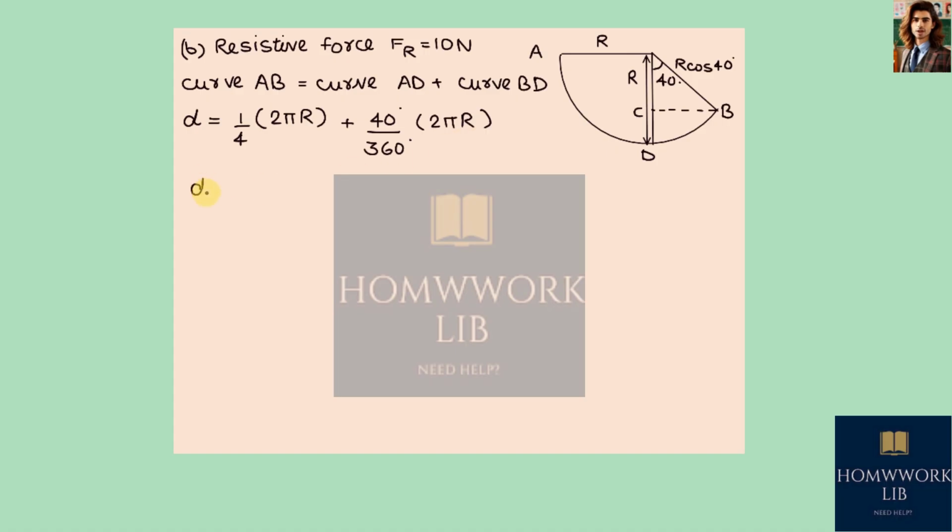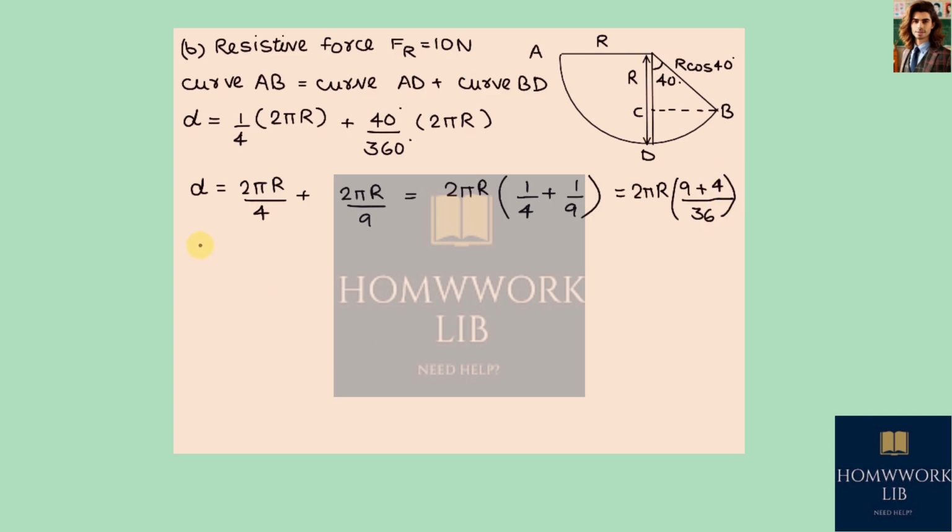So we get d is equal to 2 pi r divided by 4 plus 2 pi r divided by 9. This is equal to 2 pi r times 1 by 4 plus 1 by 9. We get 2 pi r times, LCM 36, 9 plus 4. Here we have d equal to 2 pi r into 13 divided by 36. Here d is equal to 13 pi r divided by 18.